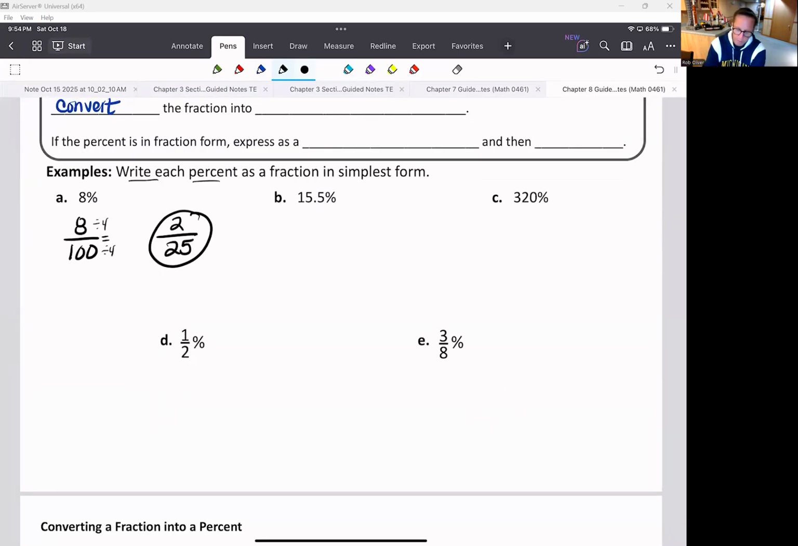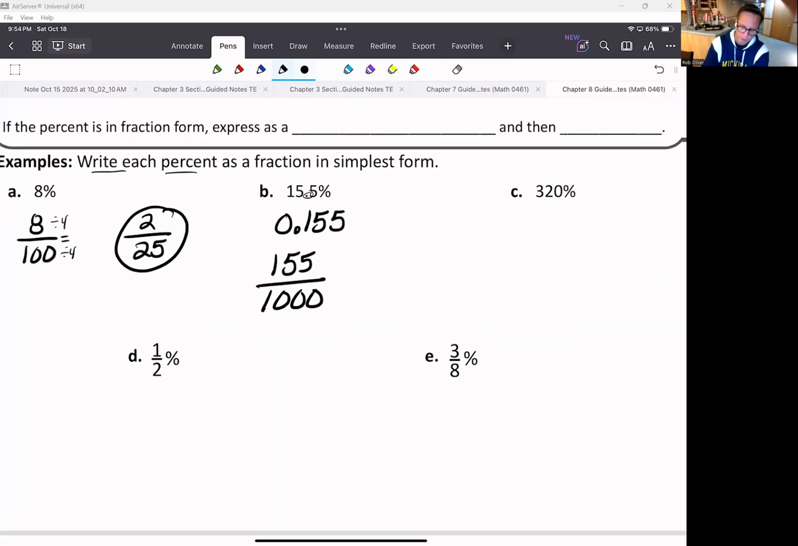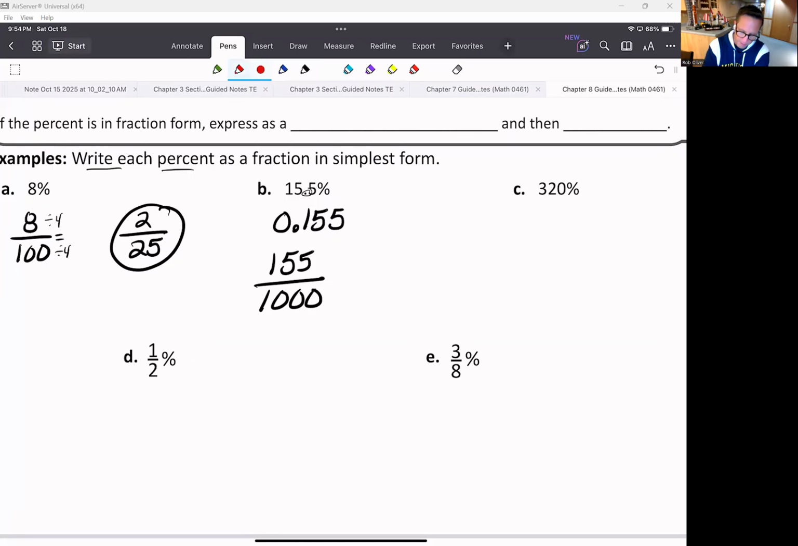Now if it's a decimal, what I would suggest doing is converting it, it's a percent right now, into a pure decimal, which is 0.155, which is 155 out of 1,000. All right, and then let's divide that by 5, and when we do that, we get 31 over 200.